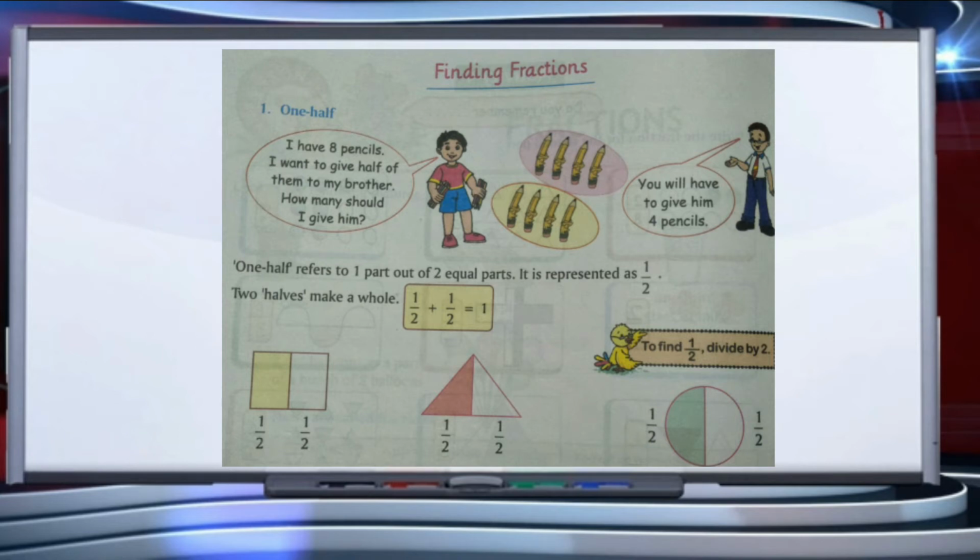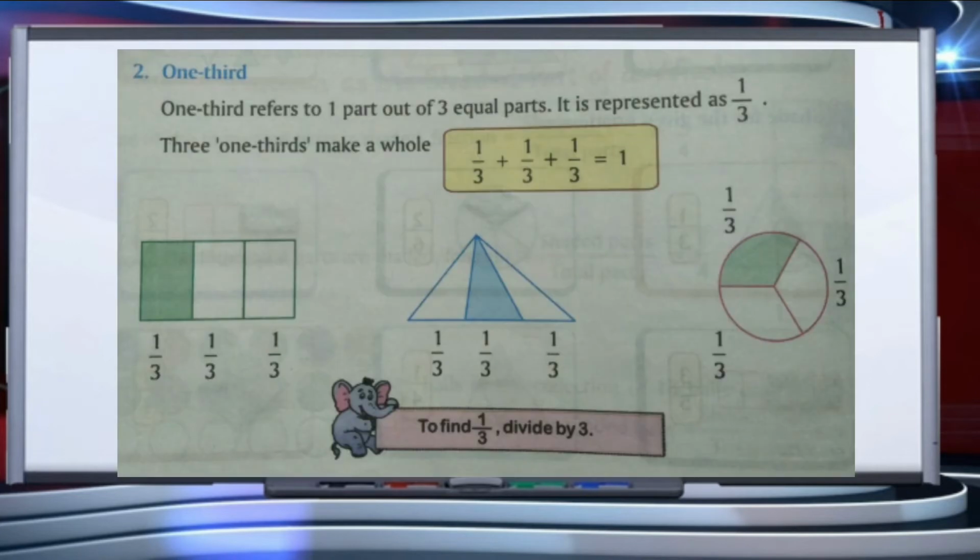Next is the second part, we are having 1/3. Similarly, 1/3 means one part out of 3 equal parts. It is represented as 1 by 3. So 3 1/3 make a whole. If I add 1 by 3 plus 1 by 3 plus 1 by 3, then it will become 1.